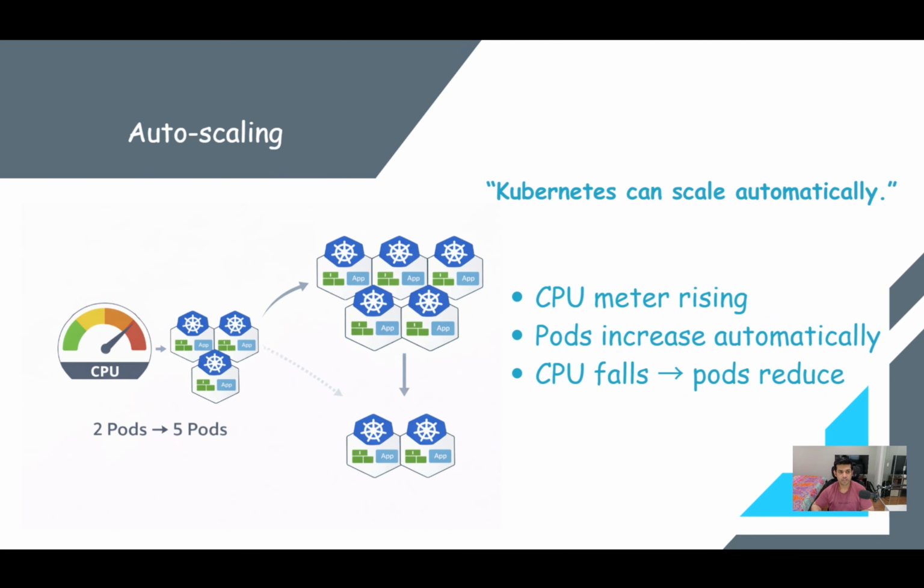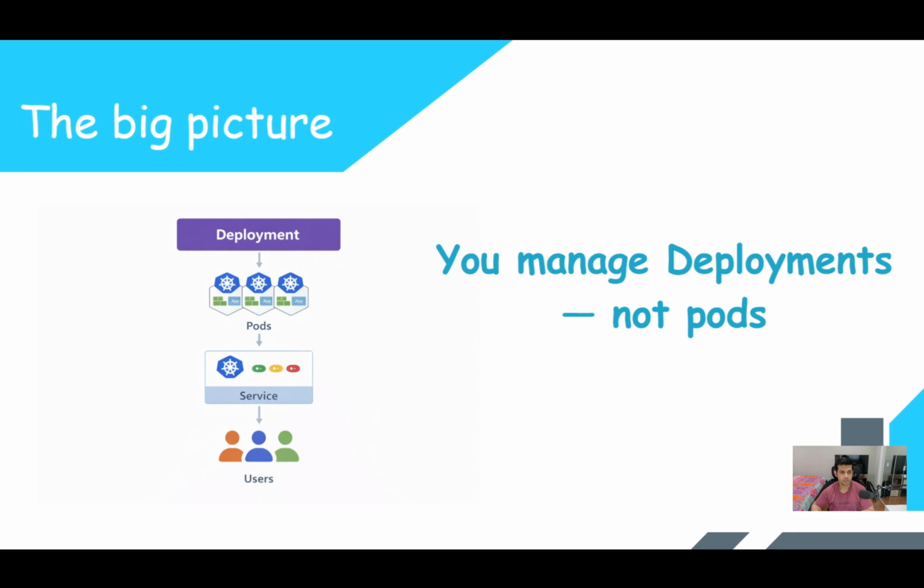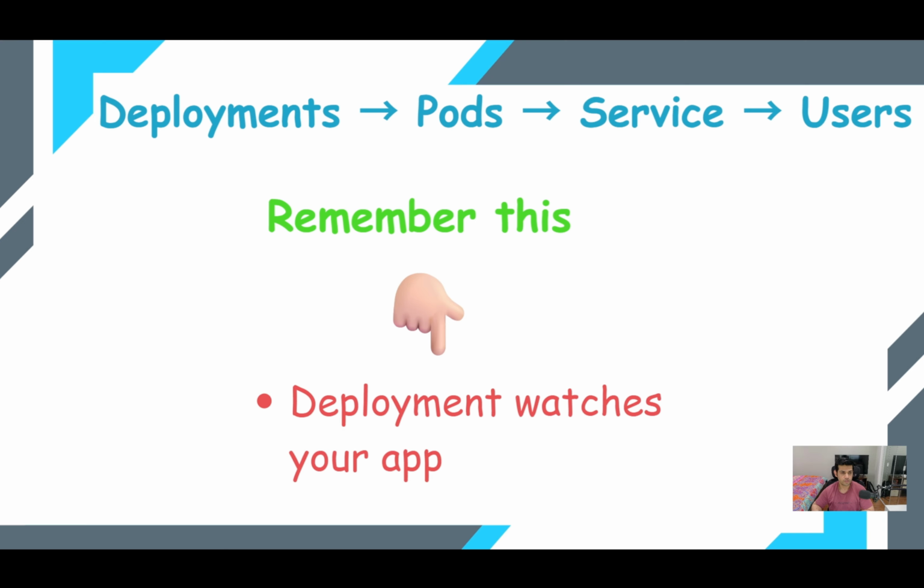Now, here is an important mental model. You almost never work with pods directly. You work with deployments. Deployments manage pods. Services send traffic to pods. So the flow is very clear. Deployment manages pods. Pods talk with services. And services talk to users. Once this clicks, Kubernetes stops feeling random.